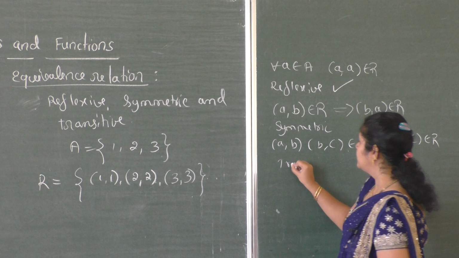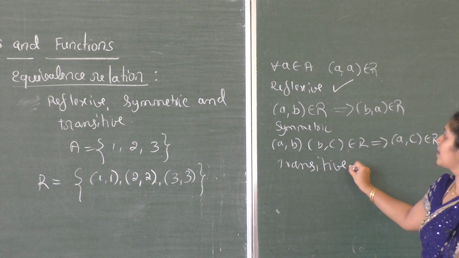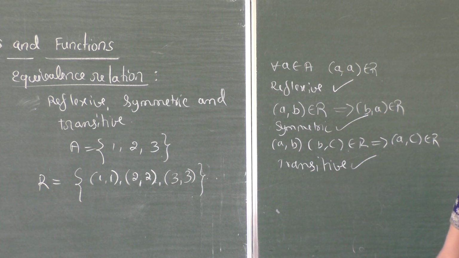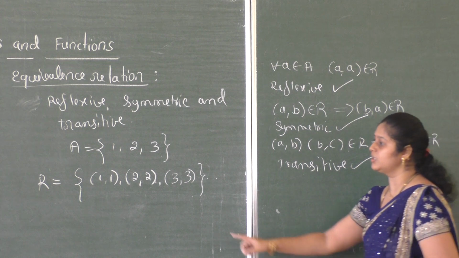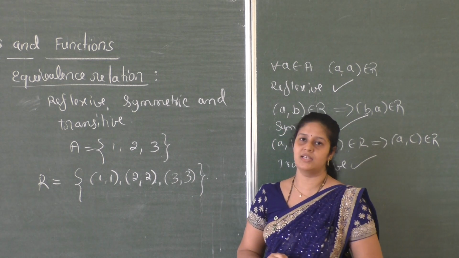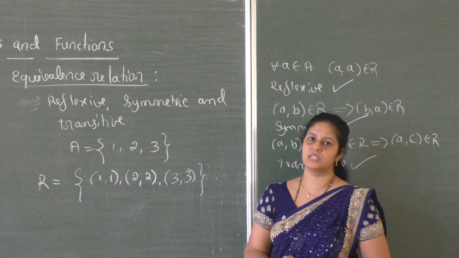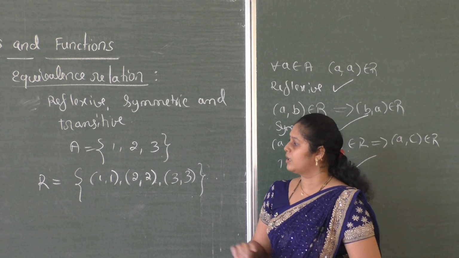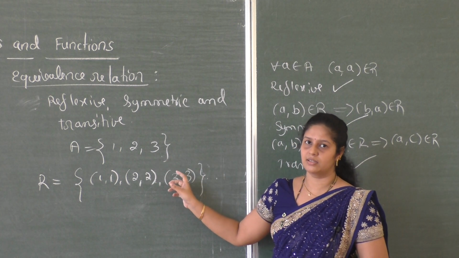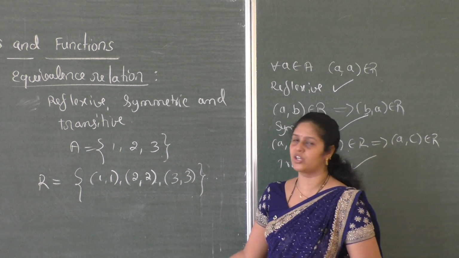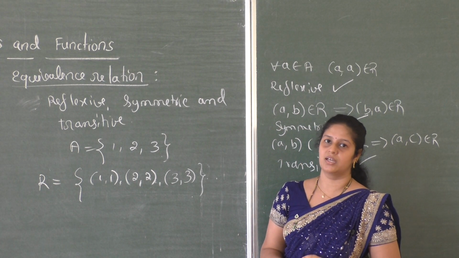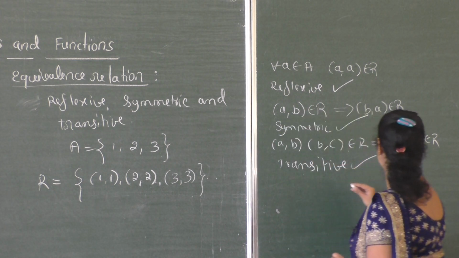Therefore, that relation is reflexive, symmetric, and transitive. Therefore, this relation is an equivalence relation. One example for the equivalence relation. If the same set is given, set A {1, 2, 3}, you can write possible relations and check whether that relation is an equivalence relation or not. Okay, next example.